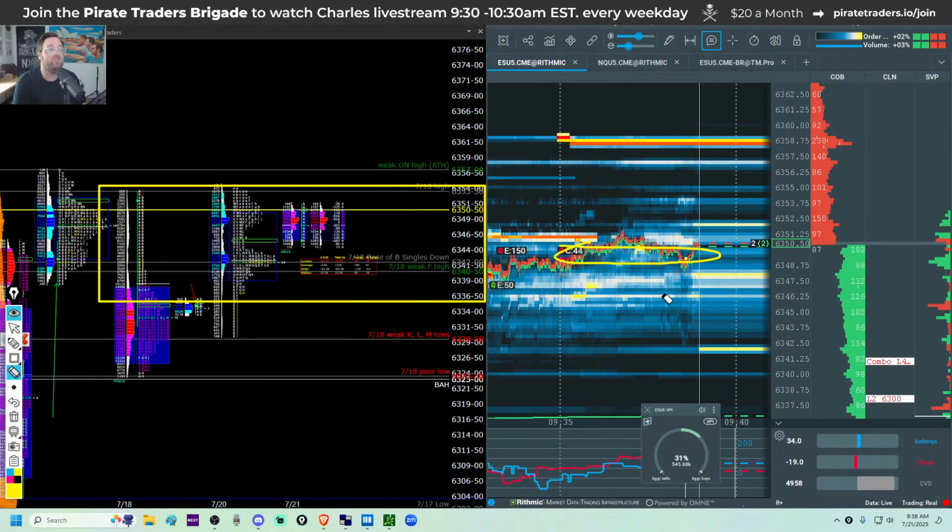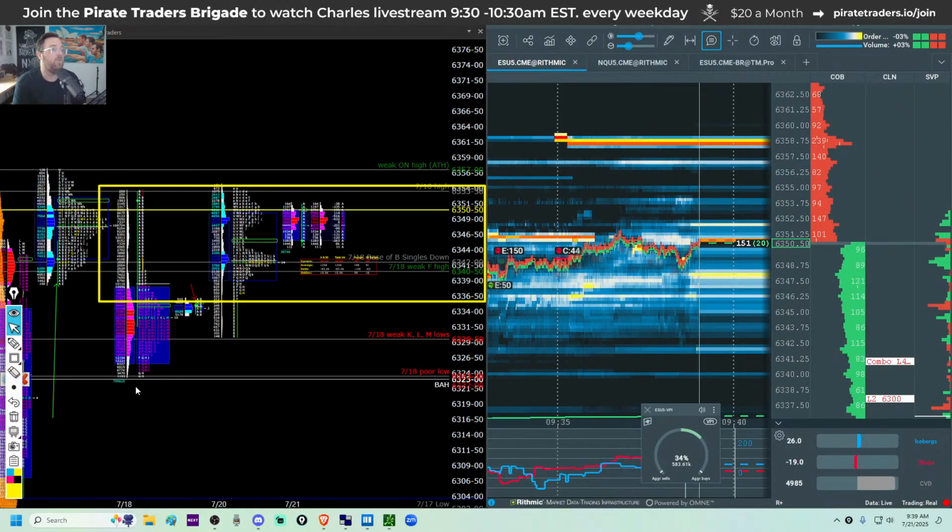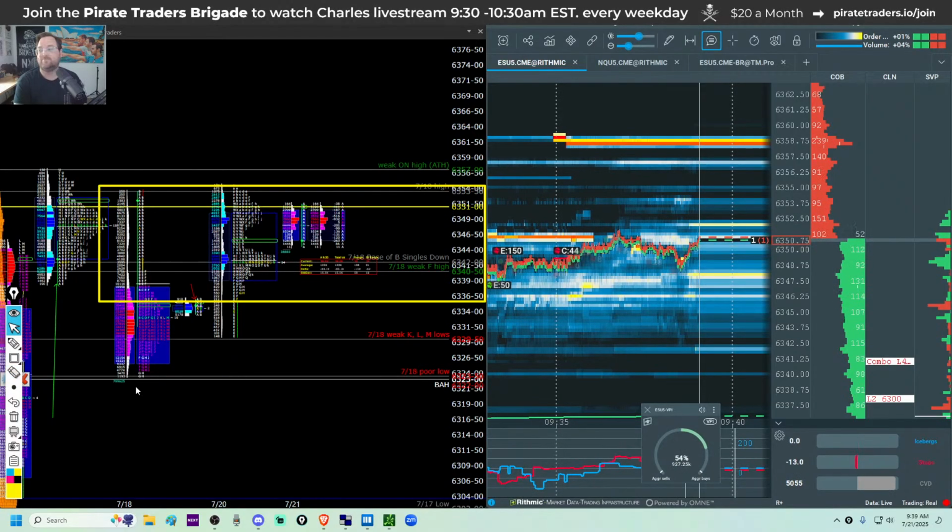Inside the chop zone, where they will chop it up. Walk, walk, walk, walk, walk, wow.